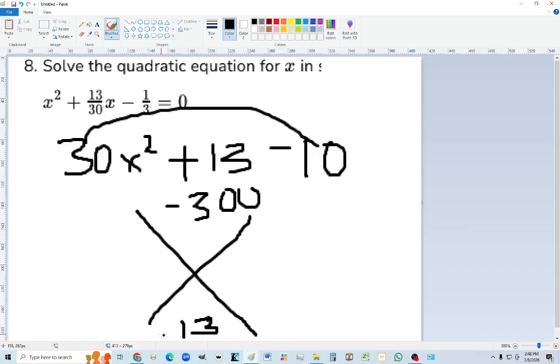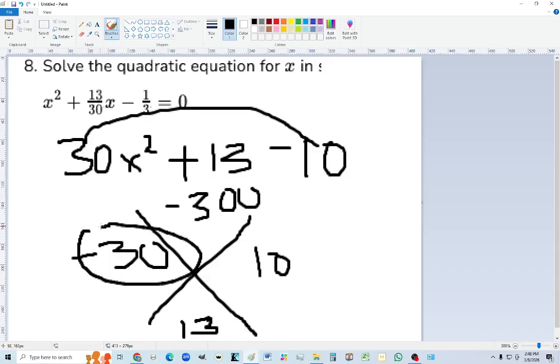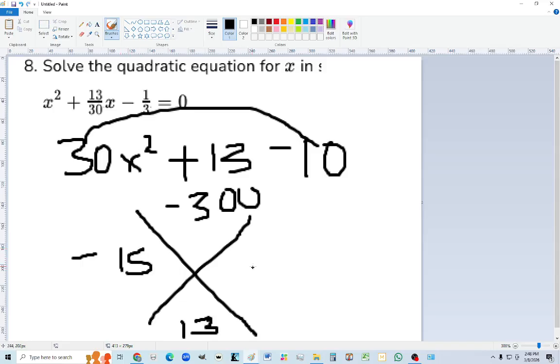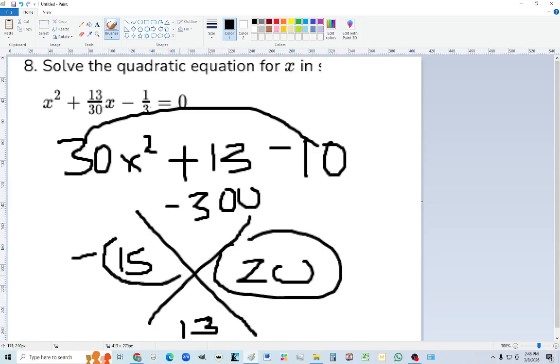Which makes life a little hard, except when I quickly notice -30 times 10, that would add up to 20. So that's close. So maybe double this and halve this. -15 and 20. That would add up to 5. So we're in there. So it's something between 10 and 30 and 15 and 5.